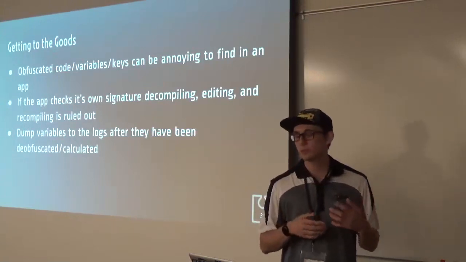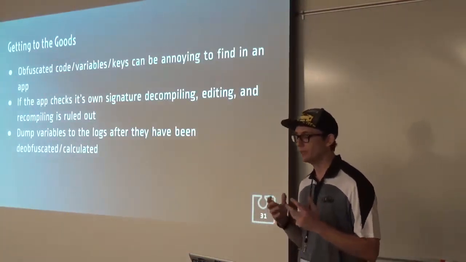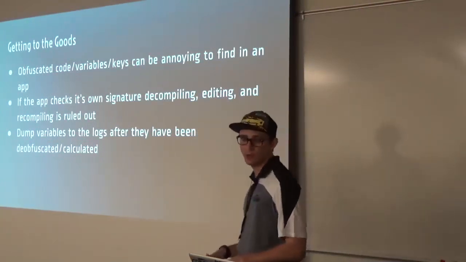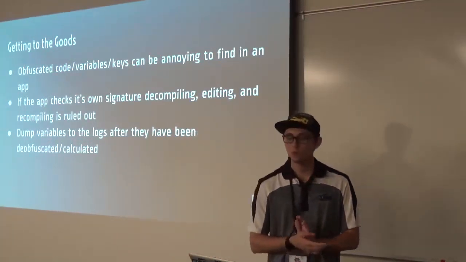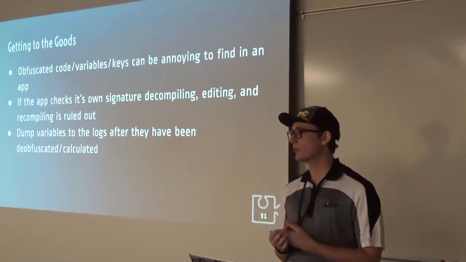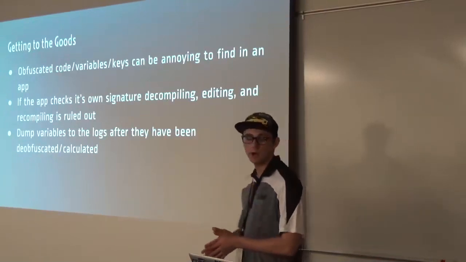Obfuscated code or variables can be annoying to find. If the app checks its own signature, decompiling, editing the Smali code, and then recompiling is ruled out completely. You can't do that. With Xposed, you can dump variables to the logs after they've been calculated. You just make the app do all the work for you.